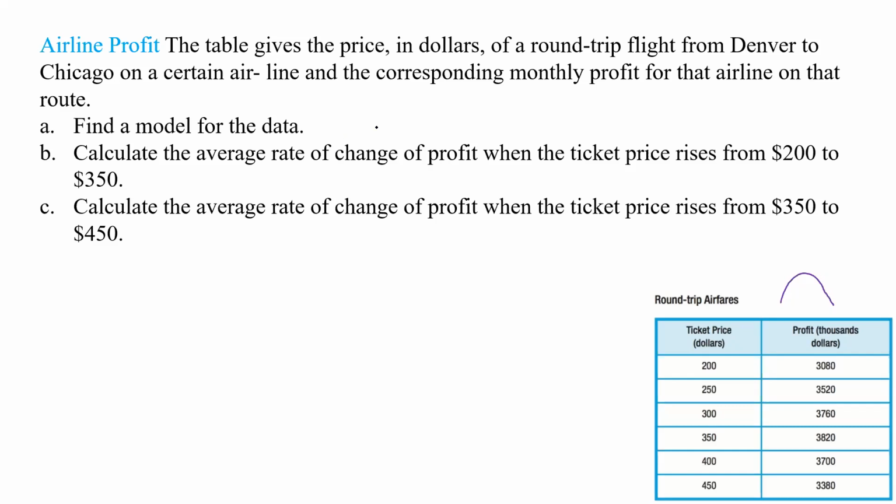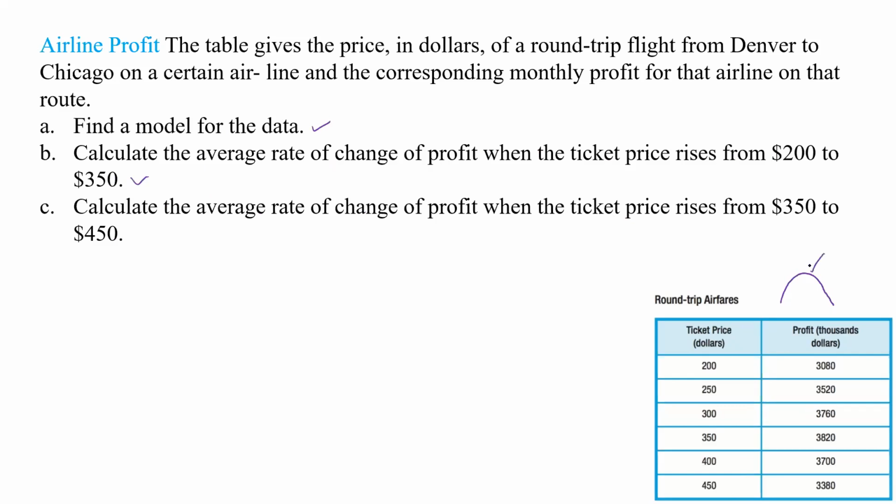So what we need to do is type this in, and then we need to find the model for the data. Then we need to calculate the average rate of change of profit when the ticket price rises from 200 to 350, and then calculate the average rate of change of profit when the ticket price rises from 350 to 450. Now, notice we could just do that subtraction here, but that's not what we want.